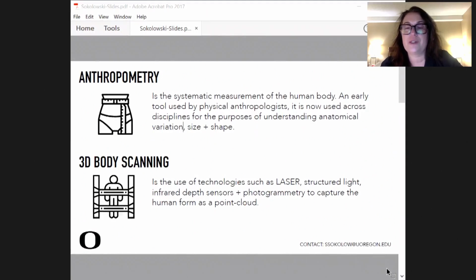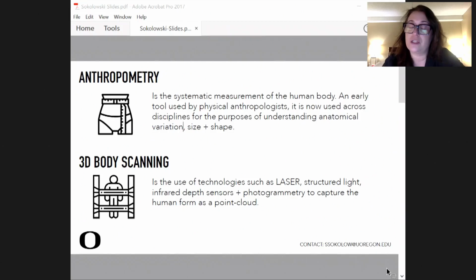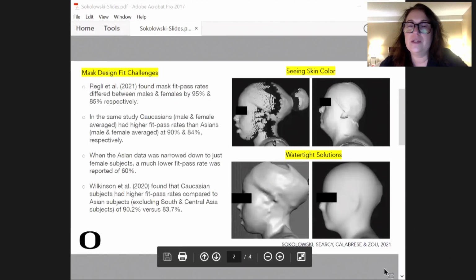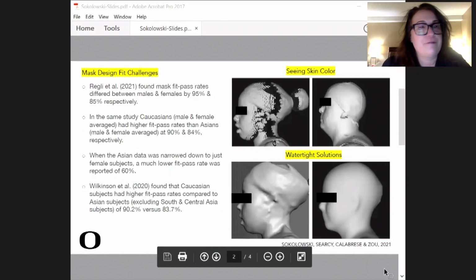Specifically, my work focuses on equitable PPE solutions for women and minorities. And today I'm going to share with you 3 examples of how my work is addressing gaps related to PPE design to help influence future standards. If we go to the next slide, the first example is around N95 mask fit.